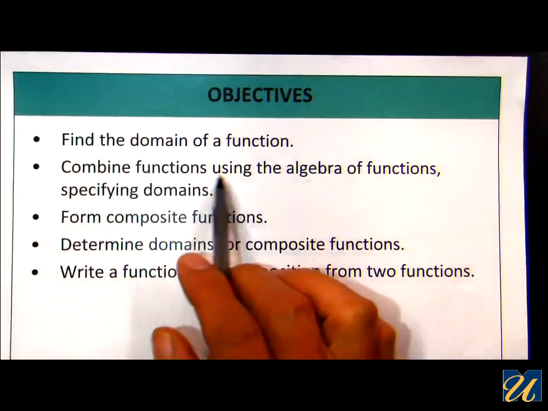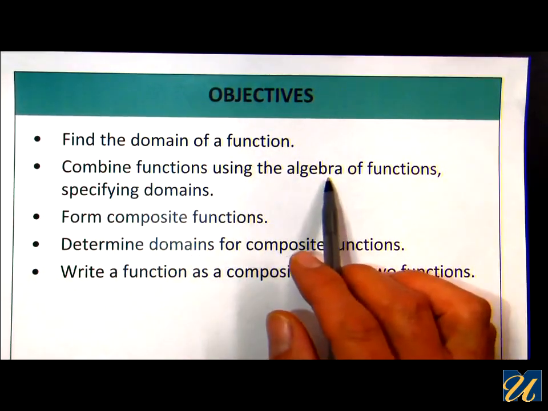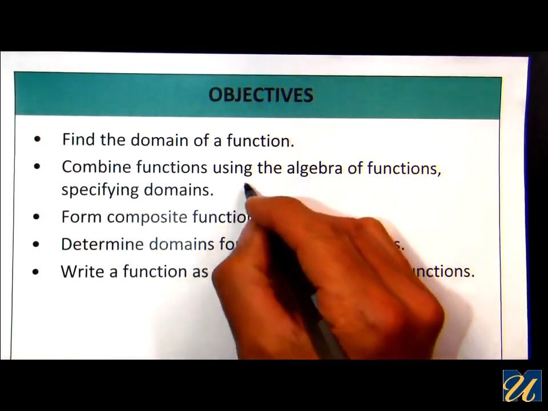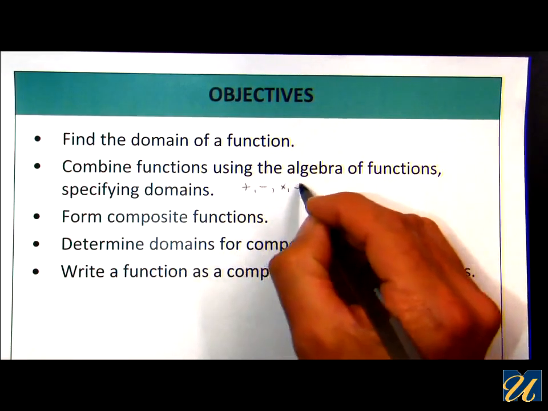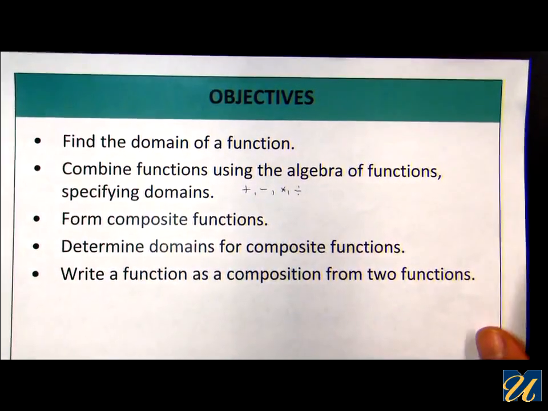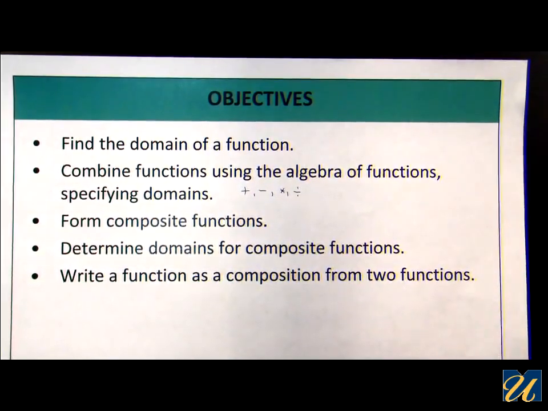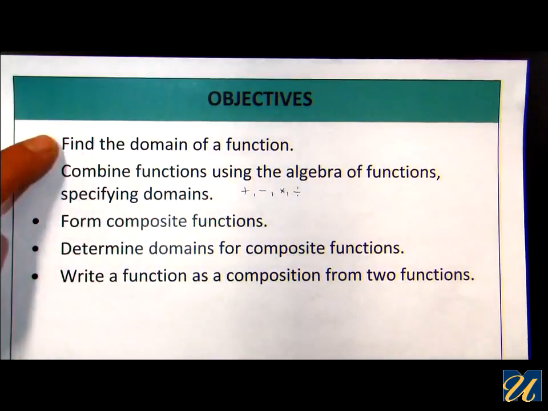We're going to combine functions using what's called the algebra of functions. That means we're going to be adding them, subtracting them, multiplying them, and dividing them. That's called the algebra of functions. So we'll have two functions and we'll be combining them. We'll also be finding the domain of that combination.